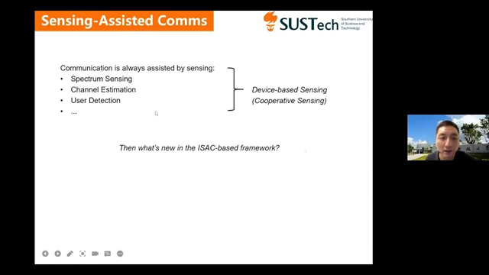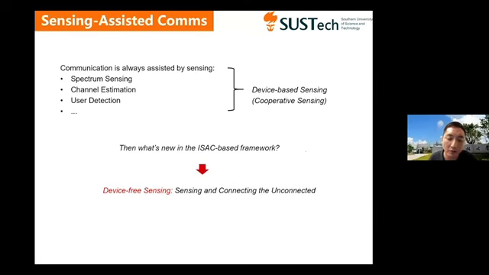Let's see, these old sensing techniques, sensing-assisted communications, are actually device-based sensing, which means that the sensing is based on a device attached to the sensed object. Okay, so this is a cooperative sensing. For example, if you are sensing the spectrum, you're actually receiving the signals actively transmitted from some users. Okay, so this is a device-based sensing.